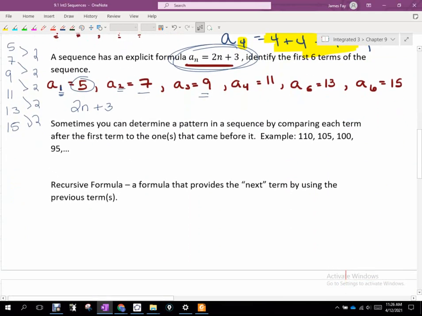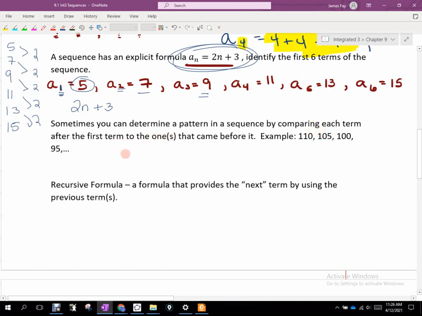So sometimes you can determine a pattern in a sequence by comparing each term after the first term to the ones that came before it. Okay. So an example. What is happening in this list here? Going down by 5. Okay.